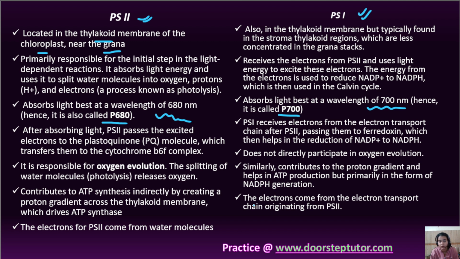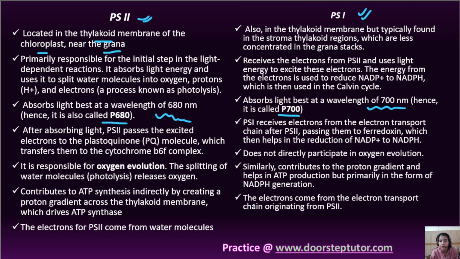in oxygen evolution. After this, if we are talking about PS2, then it contributes to ATP synthesis only indirectly, by creating a proton gradient across the thylakoid membrane, which later drives the ATP synthesis. So it is not directly related to ATP synthesis.